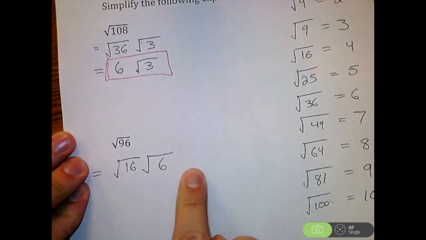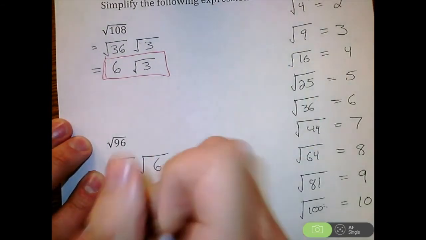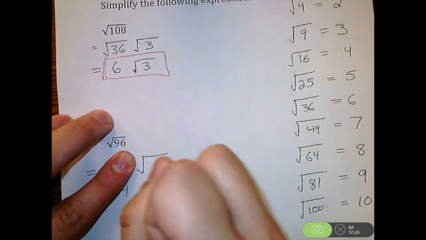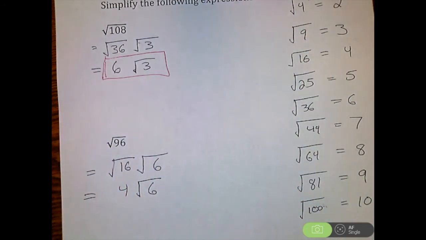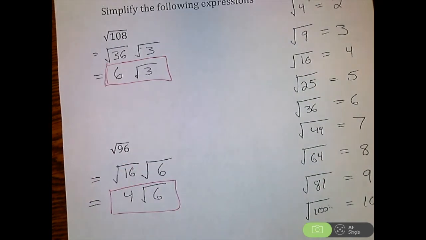So there's my next step. Let's go to another line. The square root of 16, I know that from earlier. That is 4. The square root of 6, we do not know, so you leave it alone. So my answer here is 4 square root of 6.